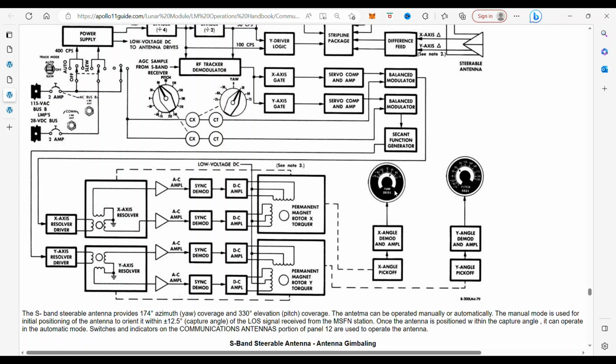So that is how the steerable pitch and yaw degree indicators are indicated. That should be just about everything that we can talk about on the antenna.